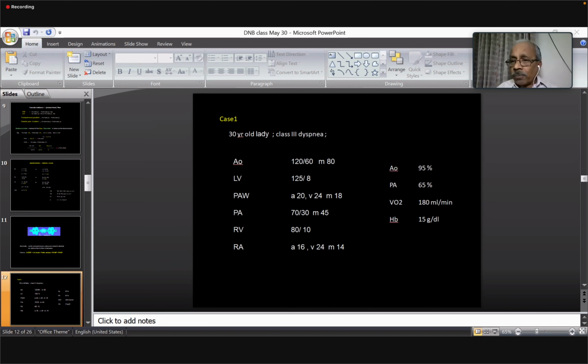Can you see my arrows moving? Can you see my pointers moving? Yes, sir. Okay, fine. So you can see that there is a gradient of 4 millimeters.